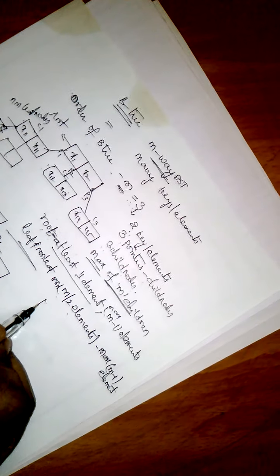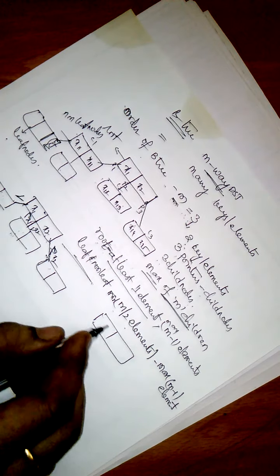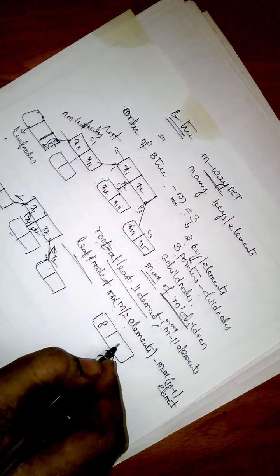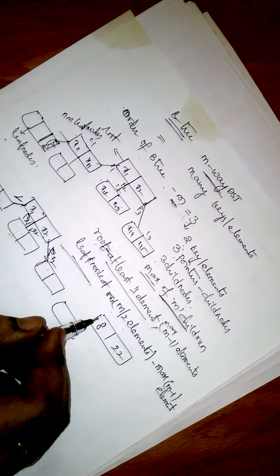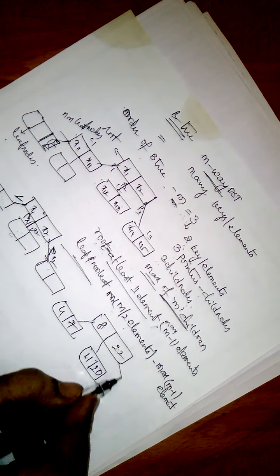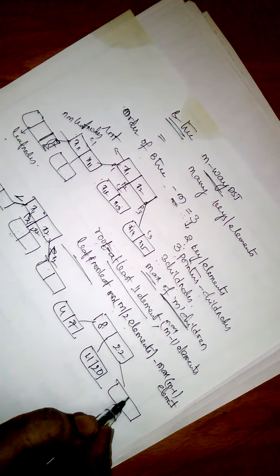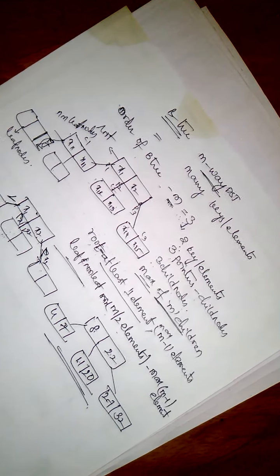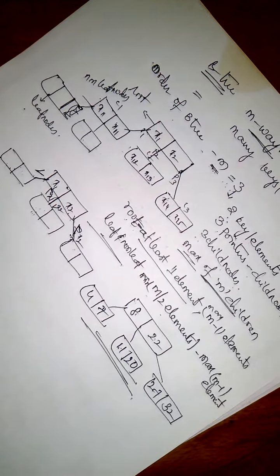Suppose for example, in a B-tree node we have 8 and 22. The first child should have values lesser than 8, say 4 and 7. The middle should have values greater than 8 and less than 22, say 11 and 20. The last should have values greater than 22, say 27 and 32. Like this we store elements in the B-tree. Okay, in the next video we will see the operations of B-tree.